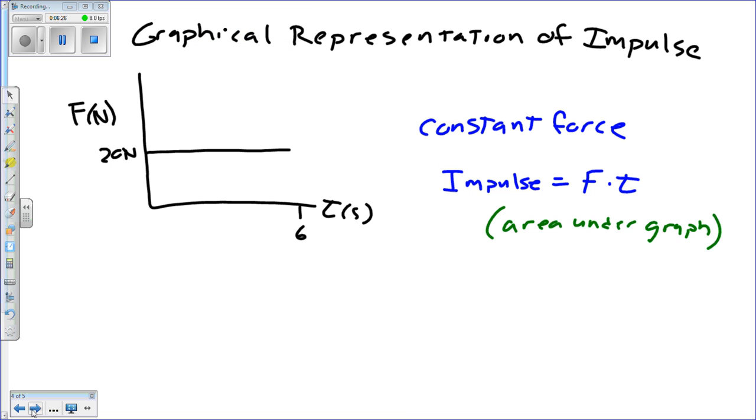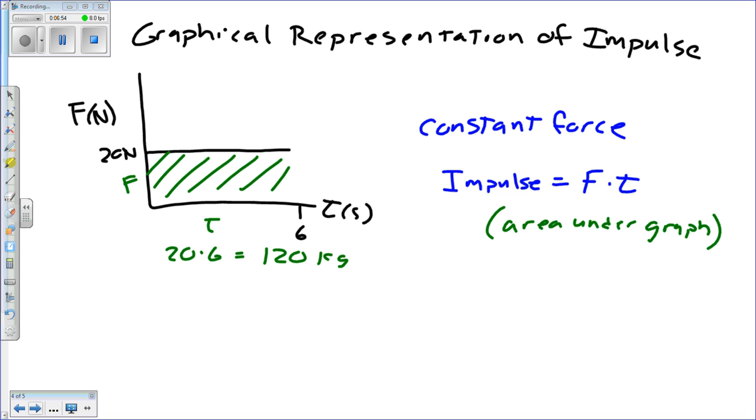All right, getting closer. Now, graphical representation of impulse. If you apply a constant force, then the impulse is equal to force times time. Pretty straightforward. But if you think about it, that is really just the area under the graph. It's a rectangle, base times height, and there's the area. So 20 times 6 gives me 120. That's your impulse, force times time. It's the area under this graph.